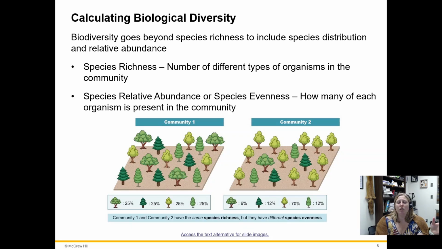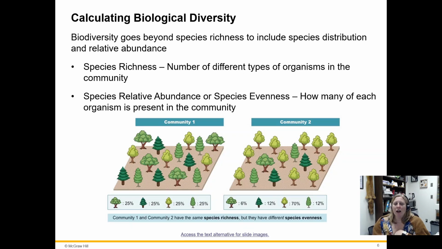So biodiversity goes beyond just the number of species present and includes the abundance and distribution of those species. And it also includes a lot of genetic diversity. So if I have one clone that's taken over an entire environment, that's not a very good diverse environment. Okay, we want biodiversity because biodiversity results in higher health of that ecosystem. So if we're looking at these two communities, we have community 1 and community 2, and we're just looking at the trees in these communities.